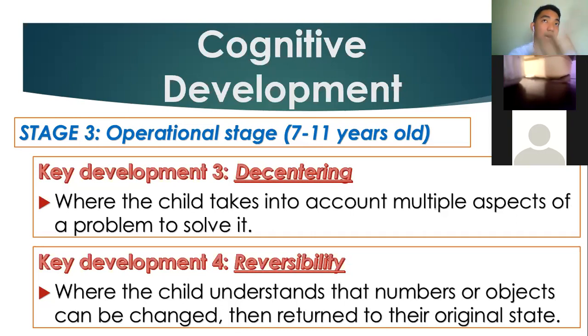Okay, so pwede na ka maingon nga 1 plus 3 equals 4. So kung balihon nimo 3 plus 1, ang bata makatubag 4 gihapon. It's because he knows that even if the numbers or objects are rearranged, same ra gihapon. Okay, so that's reversibility.